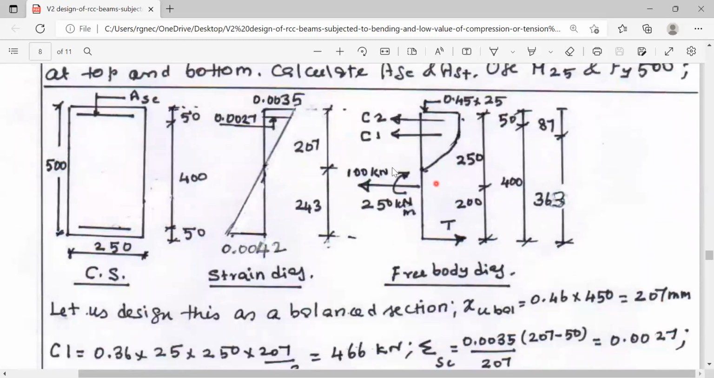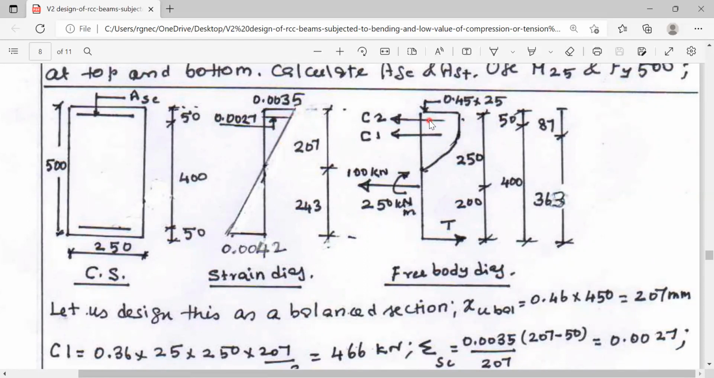And once you take the stress in compression reinforcement as 0.8 Fy, we can very easily arrive at the formula. Here I have drawn the strain diagram so that I can get the value of compressive stress in compression reinforcement exactly, based on the strain in concrete. If you are approximately taking the stress in compression reinforcement as 0.8 Fy, this much calculation can be avoided.